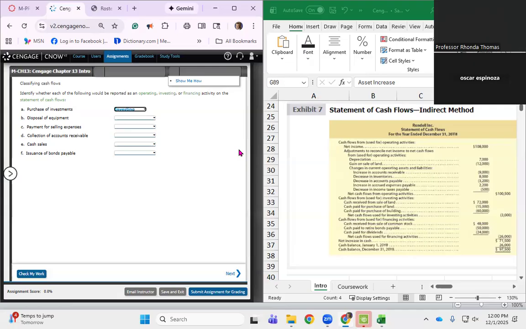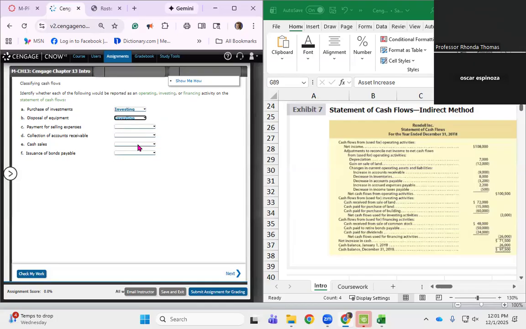Here comes disposal of equipment. When you dispose of something, dispose means to throw away. Now, if that said sell, then it'd be a different story. Okay, so let's see what our options are. It's equipment. And I wish they would have said sold the equipment. To me, disposal means that you're throwing something away, but that's going to be your investing section.